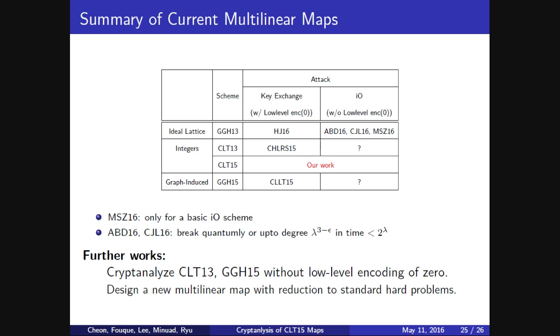Specifically, for GGH13, we understood it well after a while. Recently, three papers were published to cryptanalyze GGH13 without low-level encodings of zero. One applies only for a basic iO scheme. The others are applicable for all iO, but they break quantumly or only for up to degree lambda cubed. Therefore, cryptanalyzing multilinear maps without low-level encodings of zero, and designing a new multilinear map with reduction to standard hard problems are worthwhile.